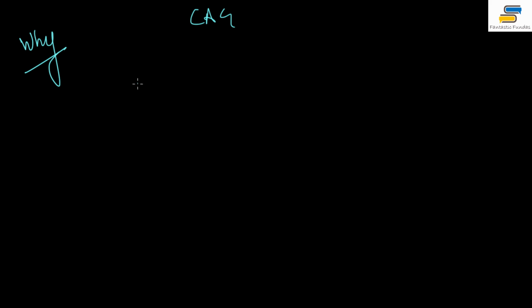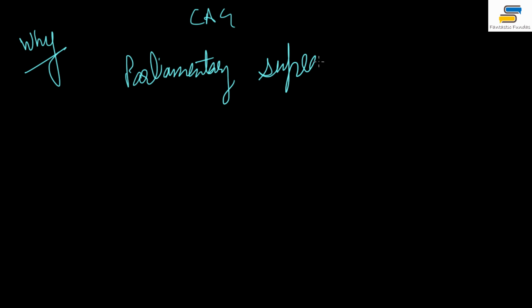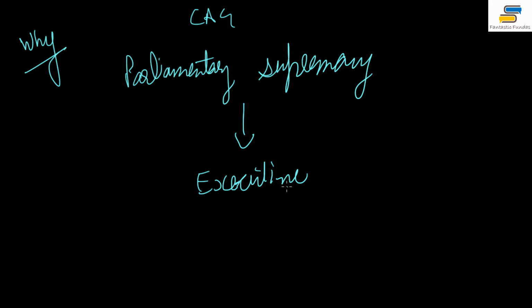Basically, we know that there is parliamentary supremacy over the executive. Parliament is supreme because the executive is responsible to Parliament. Now this is done basically through the audit. How does auditing help in it? Because auditing helps bring accountability. That is the very simple thing.